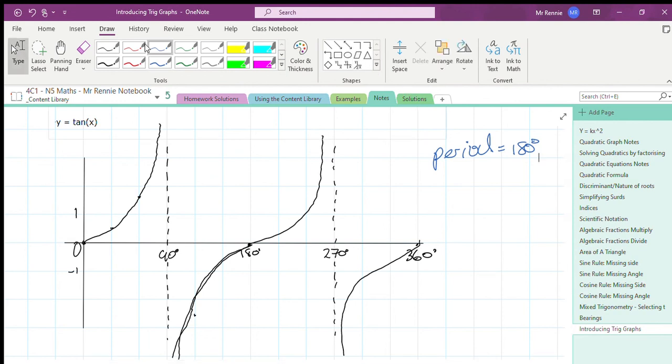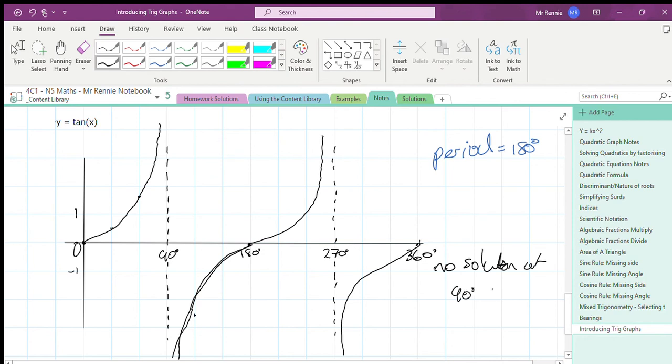The main thing about a tan graph is that there is no solution at 90 degrees and 270 degrees, okay. Now one thing that's quite good to know about it is that it starts at 0, okay, that's where a tan graph starts.